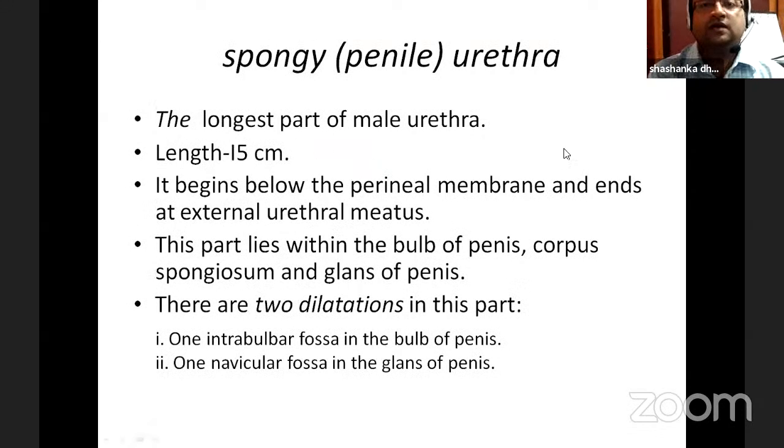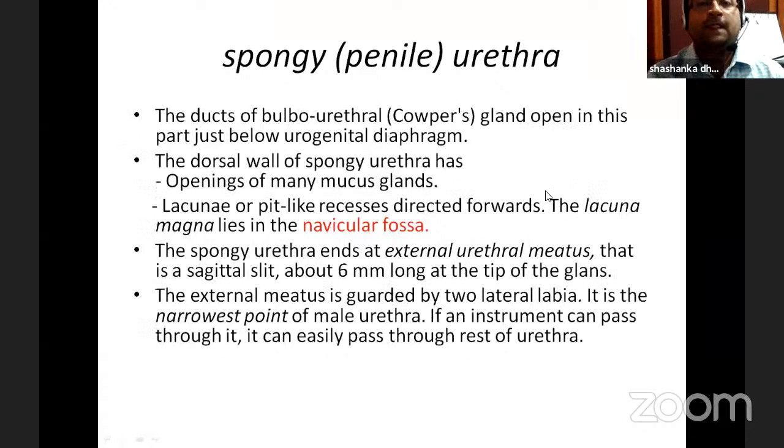All right. Spongy or penile urethra, longest part of the male urethra, about 15 centimeters in length. It begins below the perineal membrane and ends at the external urethral meatus. It lies within the bulb of the penis, corpus spongiosum, and up to the glans of penis. There are two dilatations in the penile urethra, one intrabulbar fossa and one in the navicular fossa. The ducts of the bulbourethral or Cowper's glands open in this part just below the urogenital diaphragm, as we saw.